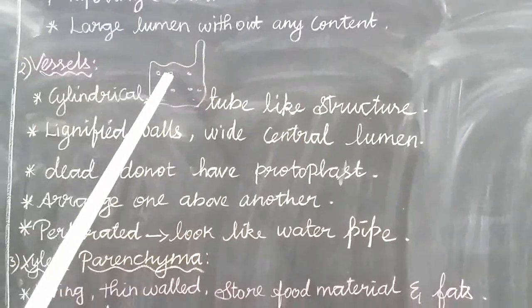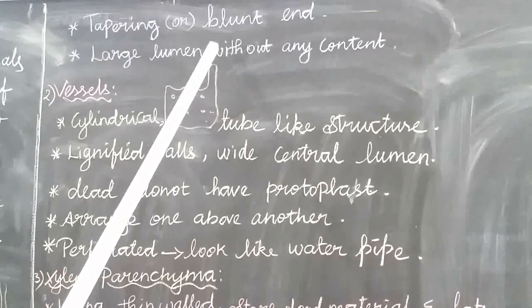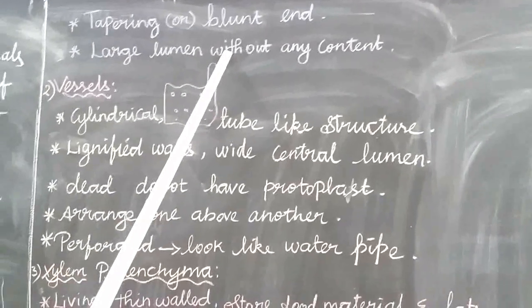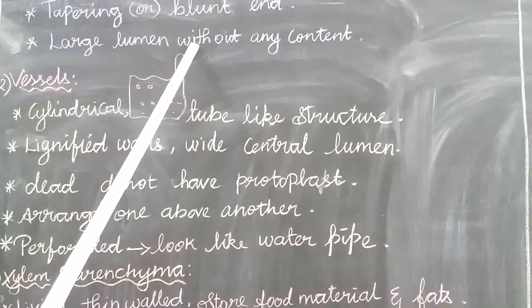Now I will be seeing the vessels. This space is called a lumen. That lumen is without any content in the tracheids. So the tracheids are completed.